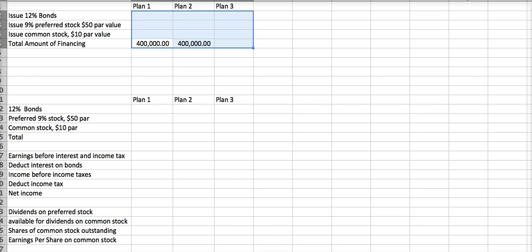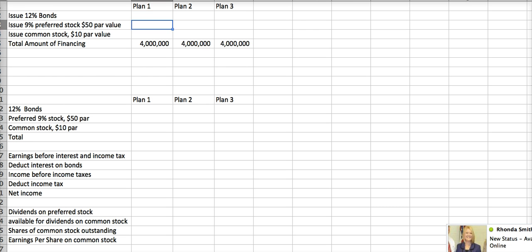Let me get some commas so I can see what I've got going on here. So in each of these 3 scenarios, I need $4 million. So the question is, how do I get that $4 million? Do I want to issue bonds? Do I want to issue stock, preferred, or common? All right, so in plan 1, we are going to issue stock, the $10 par common stock, for the entire amount. That's plan 1 that we're going to be looking at.